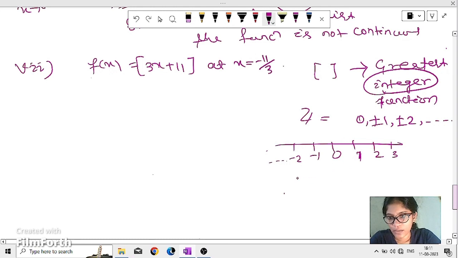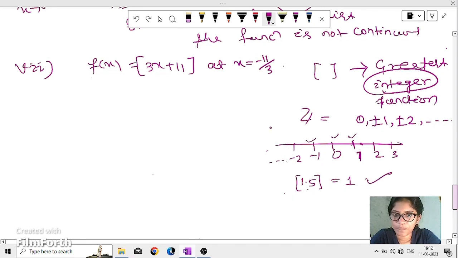When the question gives us 1.5, the greatest integer of 1.5 is asked. The integers before 1.5 are 1, 0, minus 1, and so on. Among them the greatest is 1. That means the greatest integer of 1.5 is equal to 1.